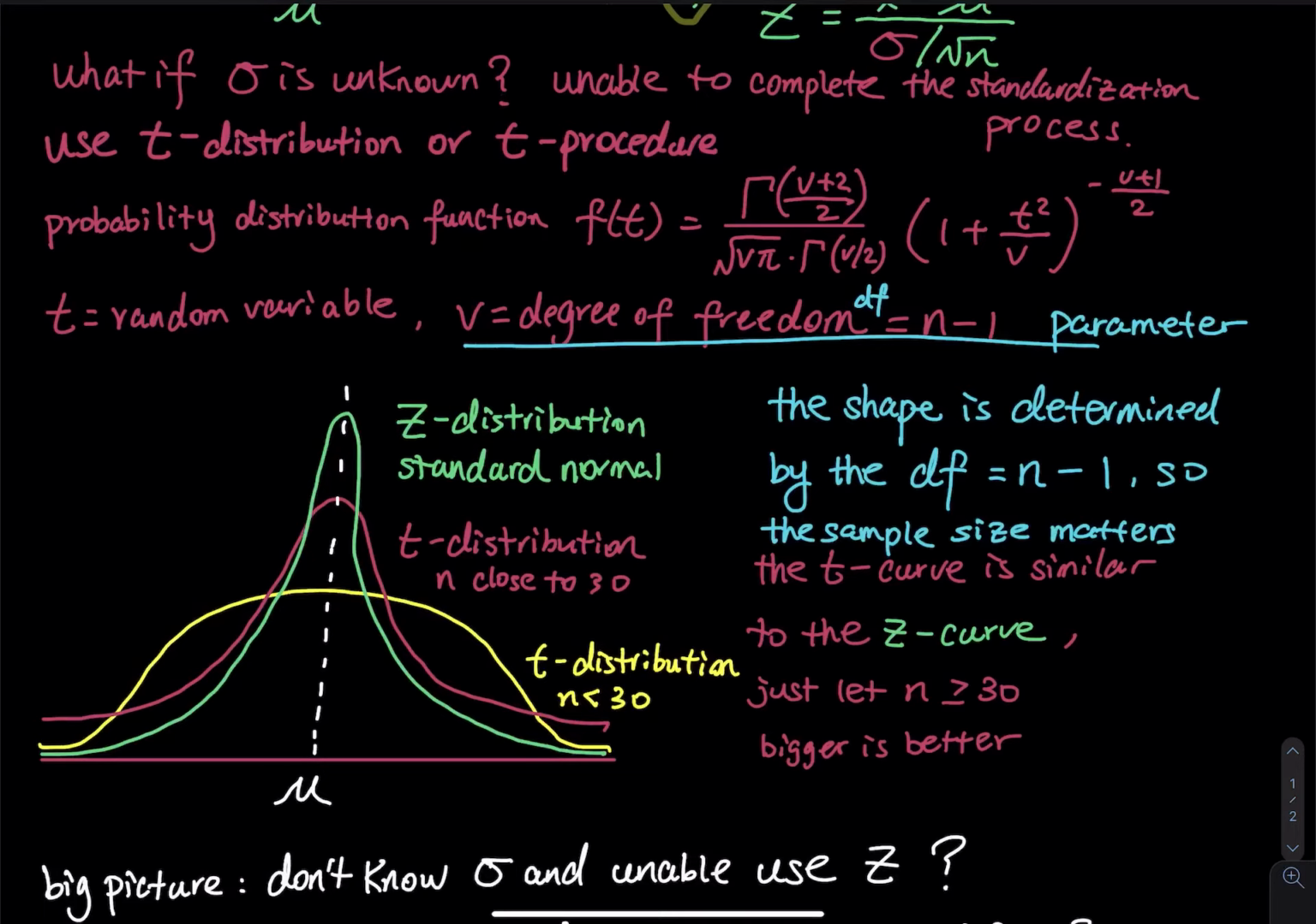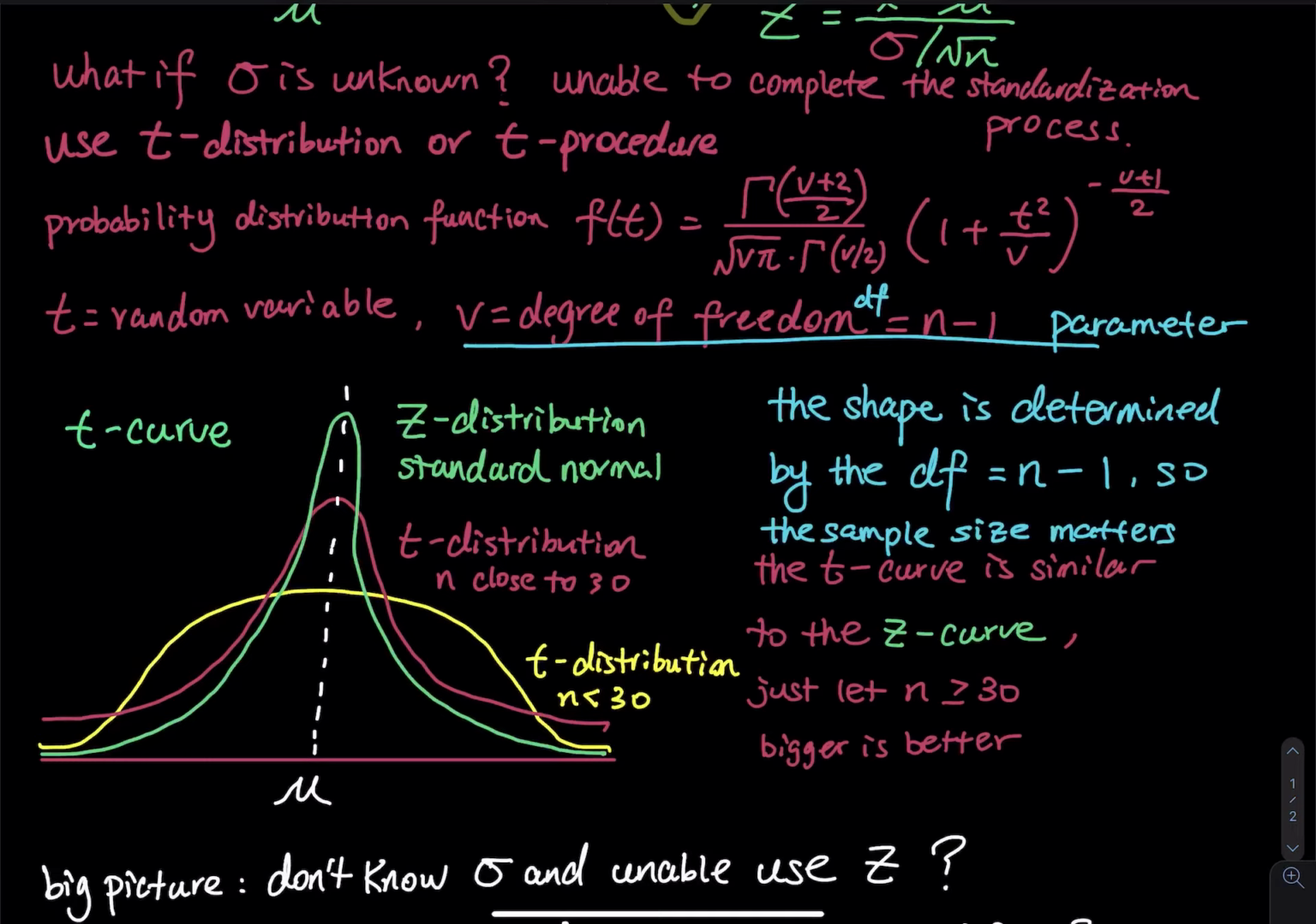The one in yellow, that is a T-distribution. Let's just call that a T curve, shall we? We will just call this a T curve for short. Let's take a look at the yellow T curve. The yellow T curve is the curve of T-distribution when the sample size is small. When the sample size is small, basically you don't really see a bell curve, right? That looks more like a semicircle to me.